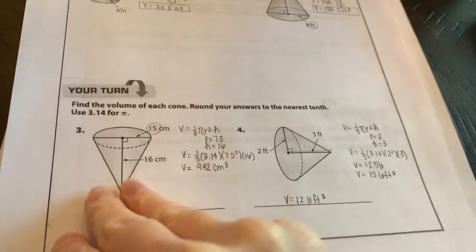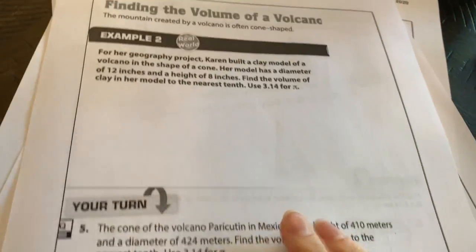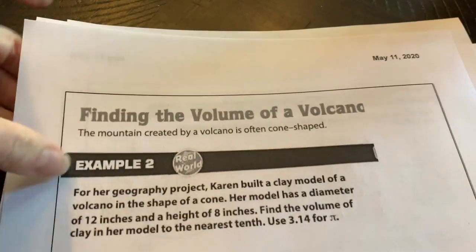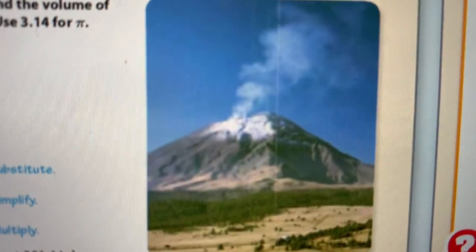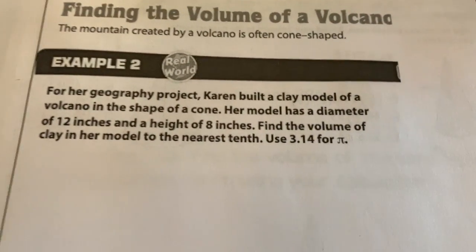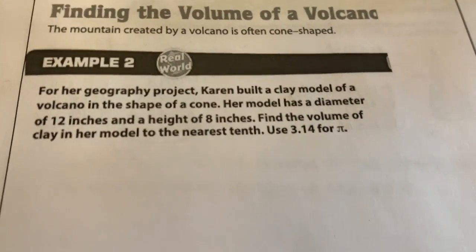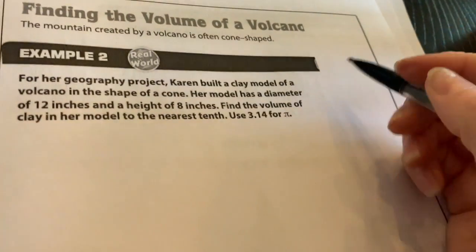Now to finish up, yesterday we did the same thing. We had real world examples, so we're going to do one of those. In this case, it's about finding the volume of a volcano, which I thought was kind of interesting. The mountain that's created by a volcano is often cone-shaped. Now I have my picture here, which I didn't include on mine because I couldn't print it out with all the color. So for her geography, of course I said geometry, geography project, Karen built a clay model of a volcano in the shape of a cone. Her model has a diameter of 12 inches and a height of 8 inches. Find the volume of clay in her model to the nearest tenth.